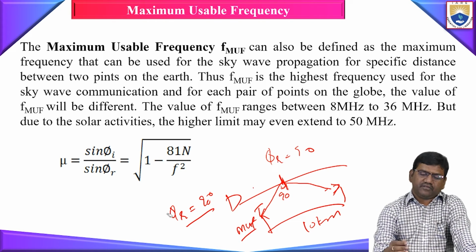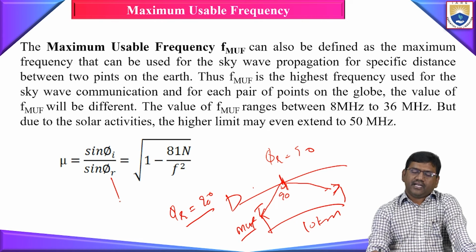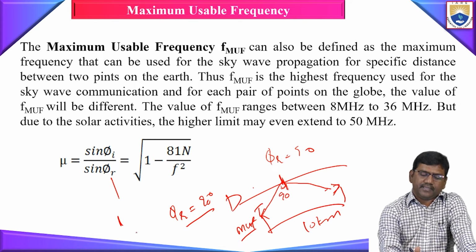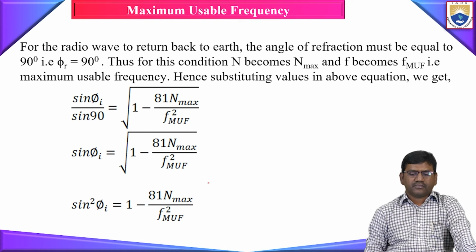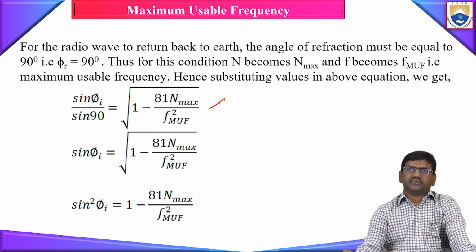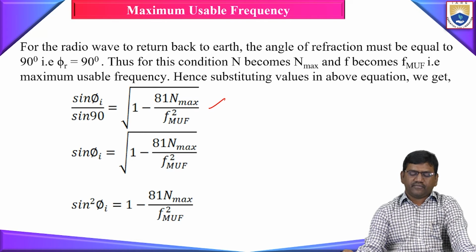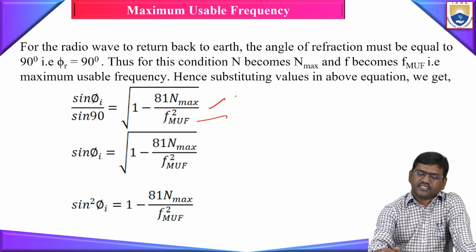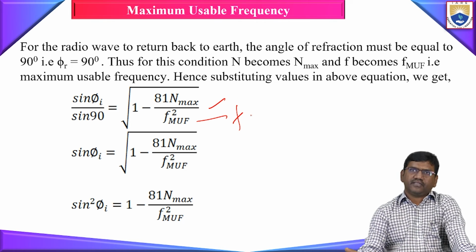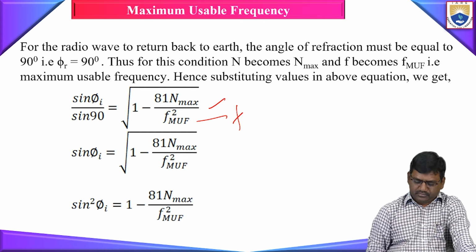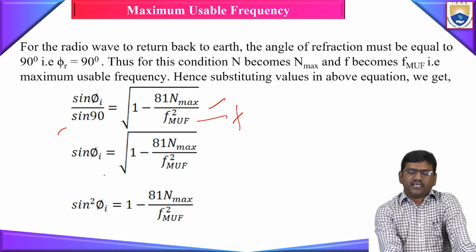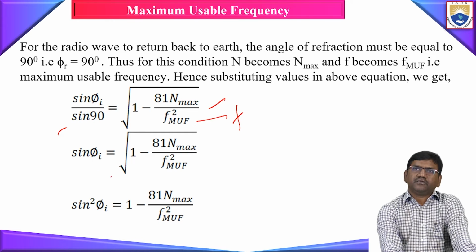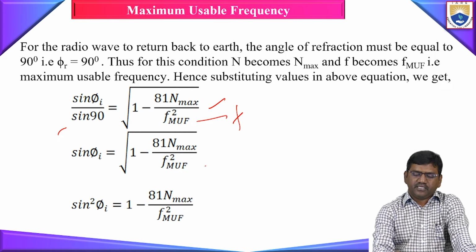Under this condition, we are going to place theta r as the value of 90. So sin 90 becomes 1. Sin 90 is equal to 1, so sin theta i by sin 90 is equal to root of 1 minus 81 N max by f square of MUF, where f is modified as f MUF. So sin theta i by 1 is equal to sin theta i. So sin theta i is equal to root of 1 minus 81 N max by f MUF square.